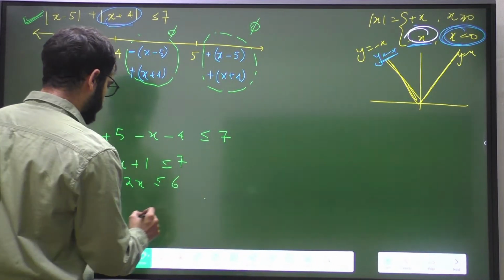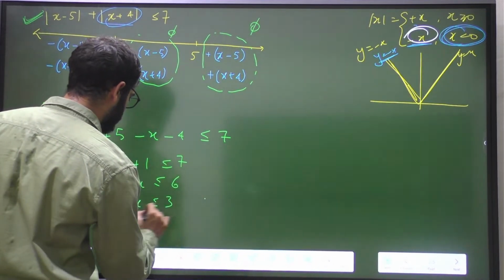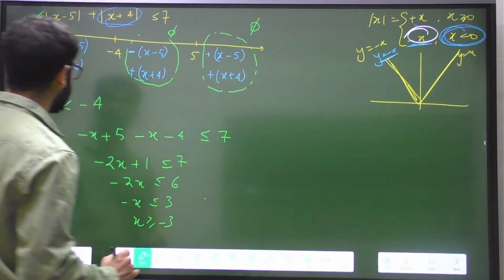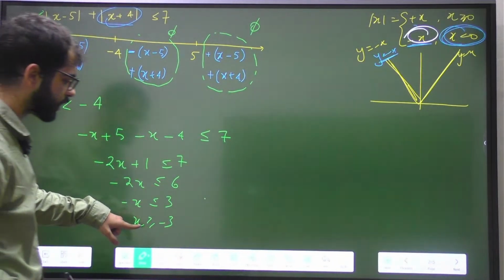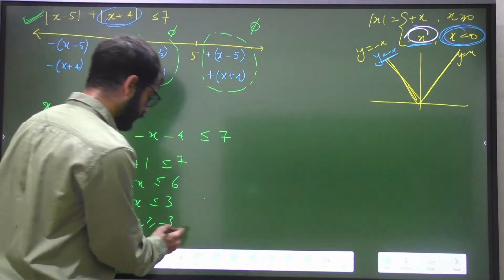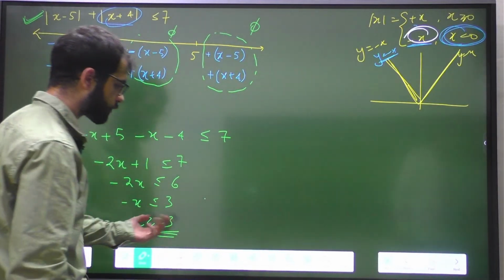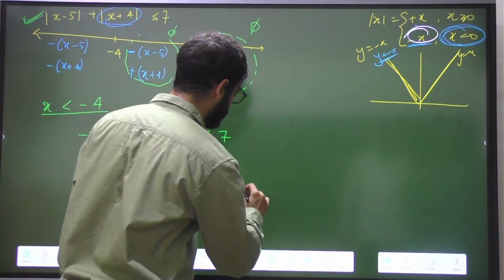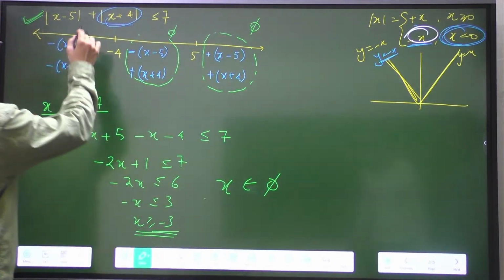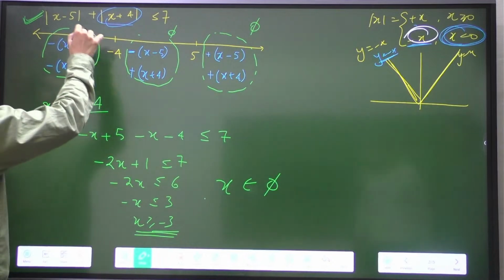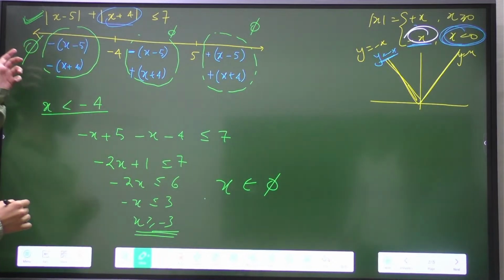Subtracting 1, we get 6 over here. So minus x is less than or equal to 3, or x is greater than or equal to -3. When x is less than -4, can the value of x be greater than or equal to -3? This is not possible. If x is less than -4, at the same time x cannot be greater than -3. So the solution set becomes x belongs to the null set. So in this condition, the one which we recently solved, we can say that x belongs to the null set.